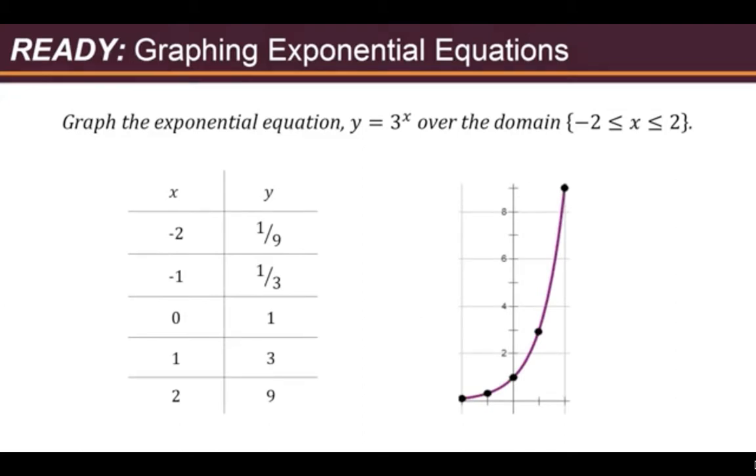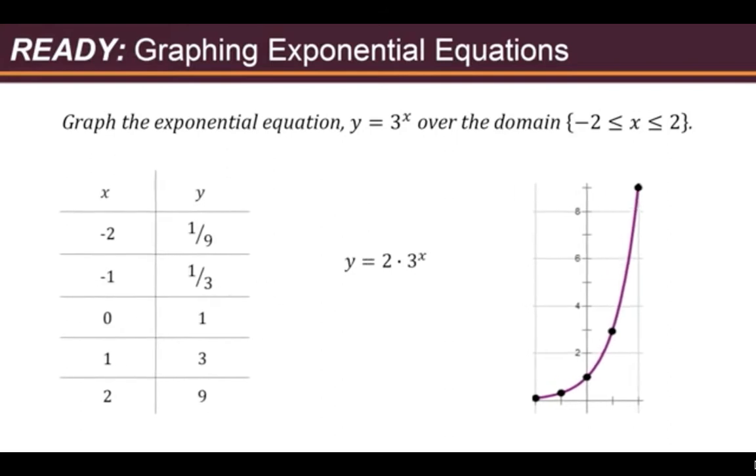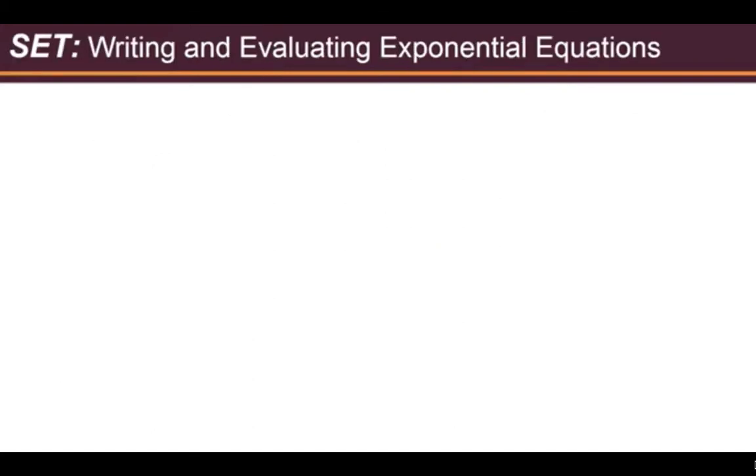To evaluate exponential equations like y equals 2 times 3 to the x, you first need to evaluate the exponential factor by raising the base to the power represented by x. Then multiply by the constant factor, and remember correct order of operations.